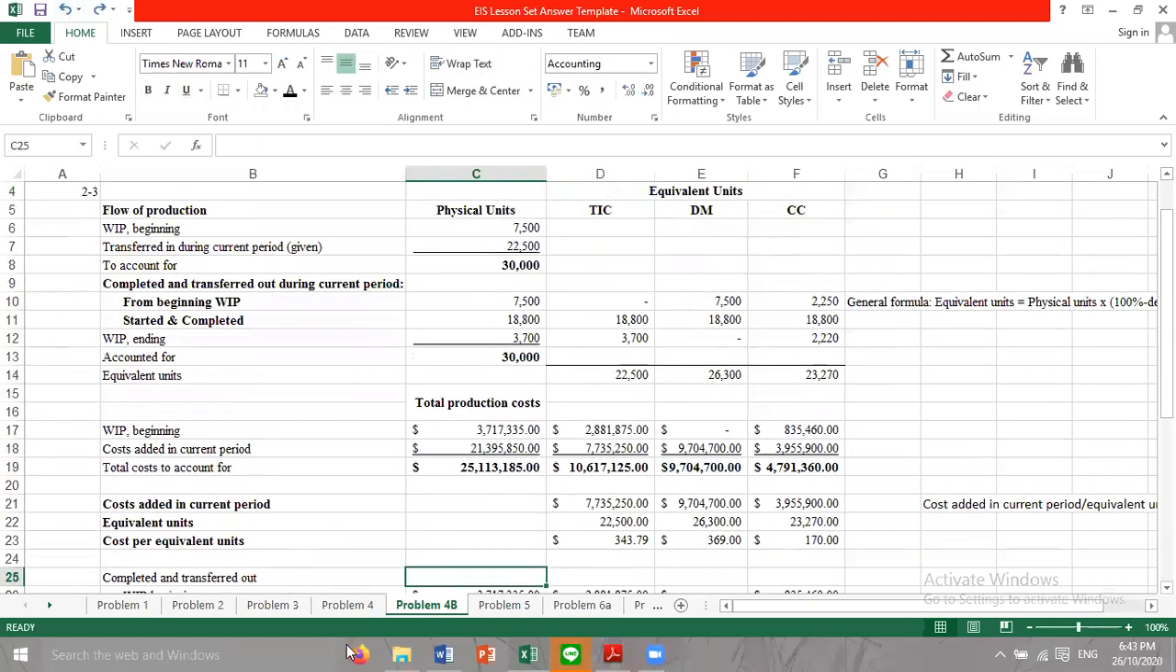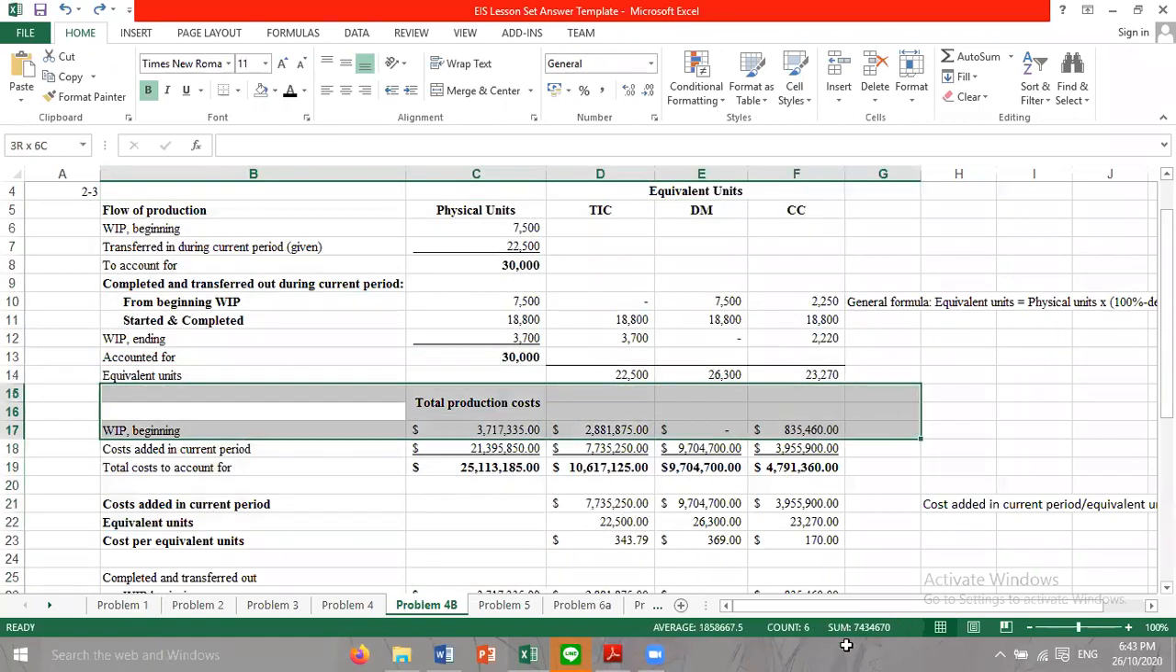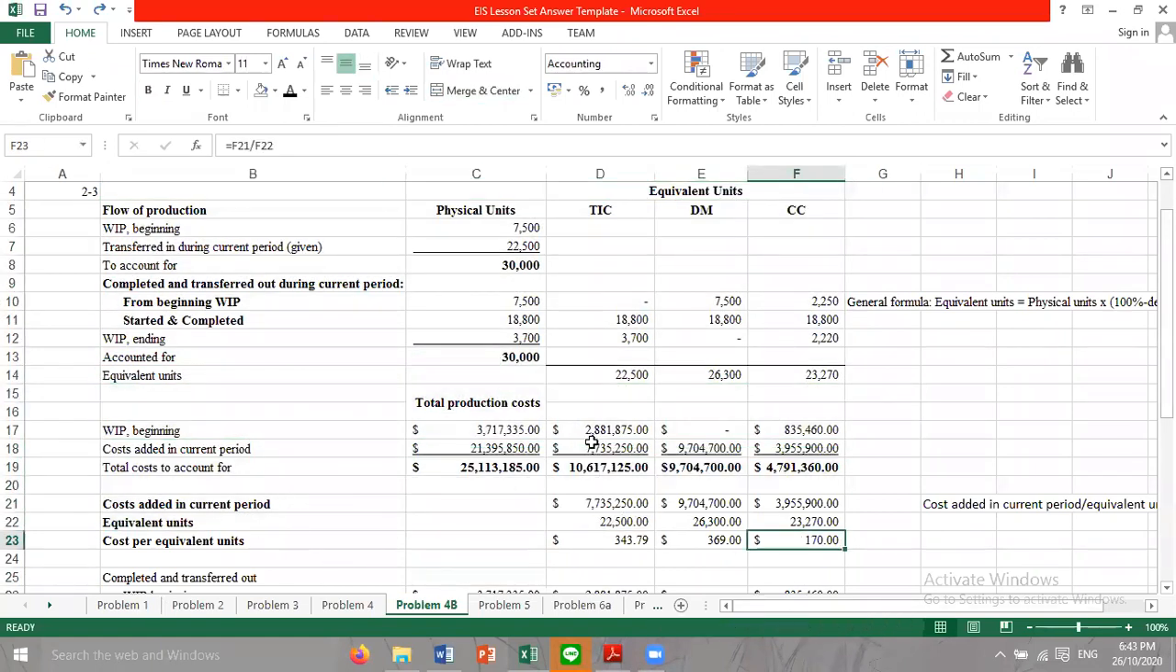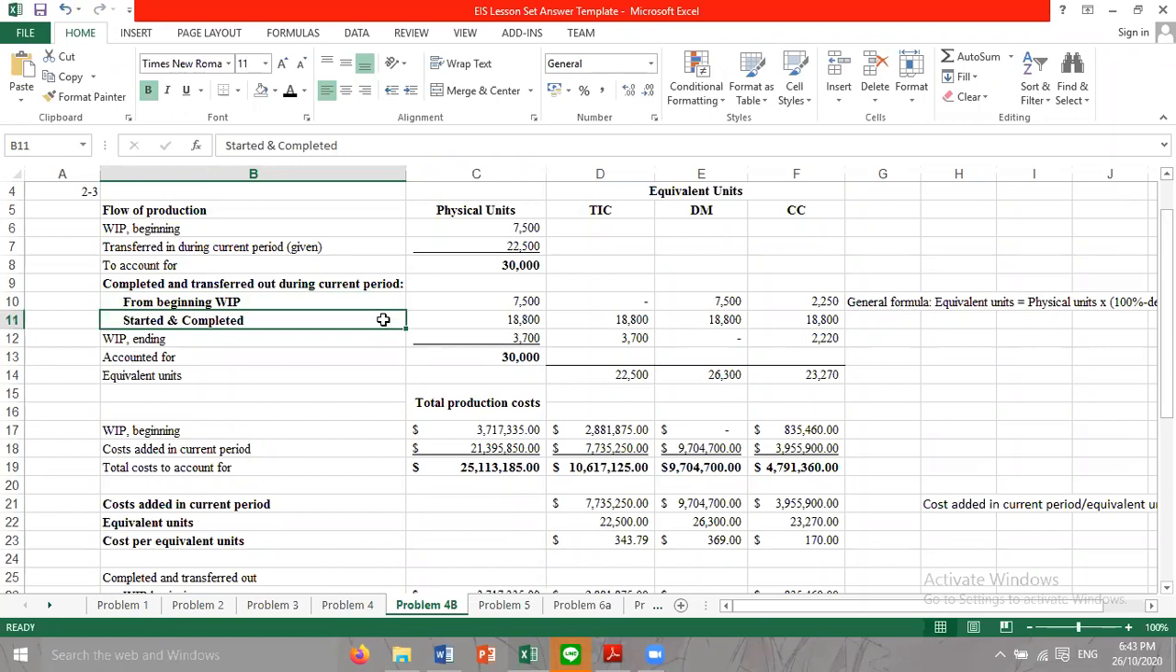In essence, all you need to do for process costing is remember to always make the equivalent unit table and remember to make the cost table. The difference between weighted average and FIFO is in the classification of completed and transferred out during the current period. Remember, in FIFO, beginning WP is differentiated from started and completed. And in FIFO, we calculate the remaining work needed to complete the WP.